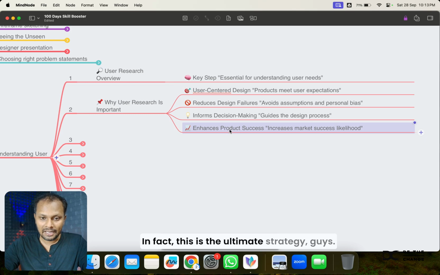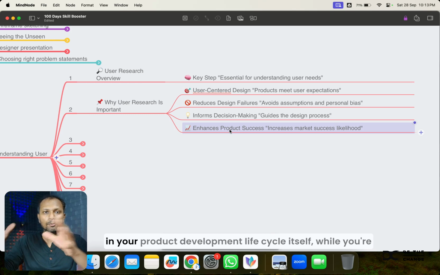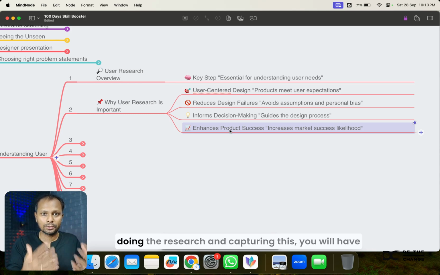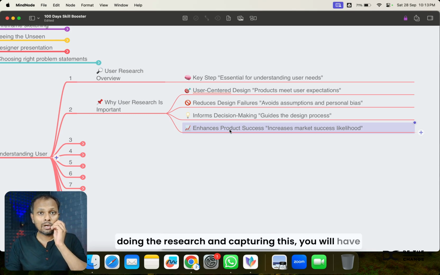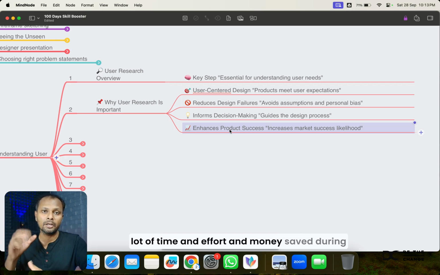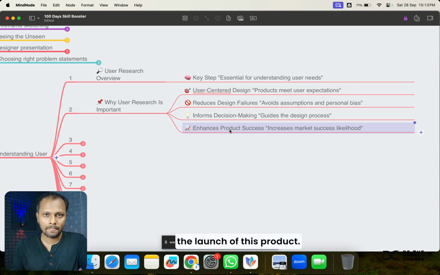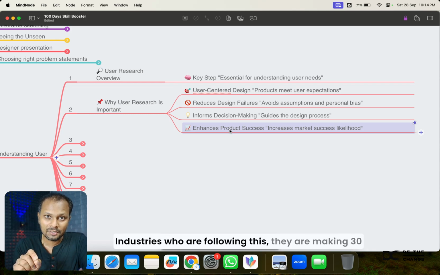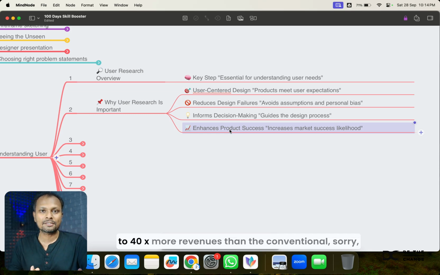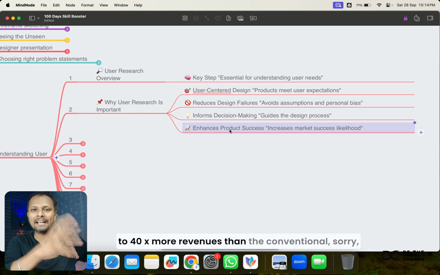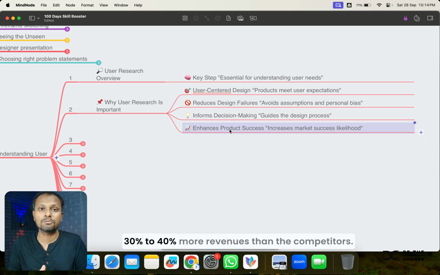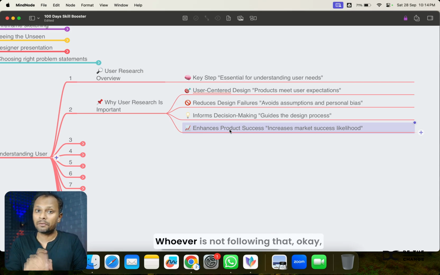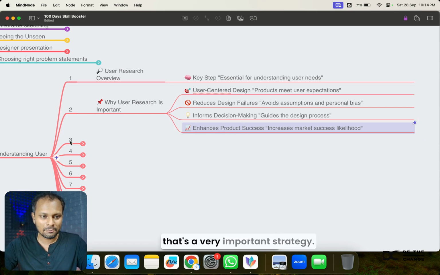In fact, this is the ultimate strategy, guys. If you build all these things into your product development lifecycle itself, while you're doing the research and capturing this, you will save a lot of time, effort and money during the launch of the product. A lot of industries don't do that. That is why they're losing out. Industries who are following this are making 30 to 40% more revenue than the competitors who are not following it. Okay, that's a very important strategy.